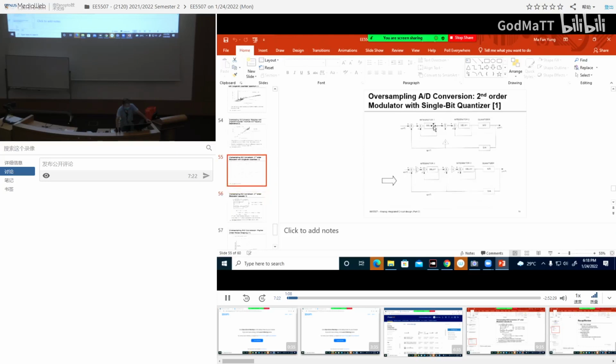So one way to build a second order noise shaper is to put a single loop and put two integrators inside. Okay? Right? One integrator, two integrators. Put it in a single loop, okay, with feedback.